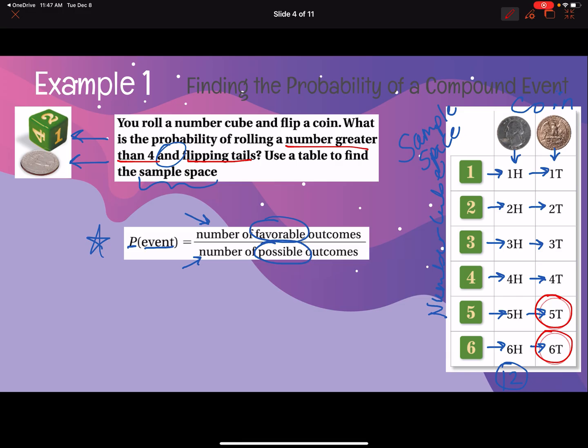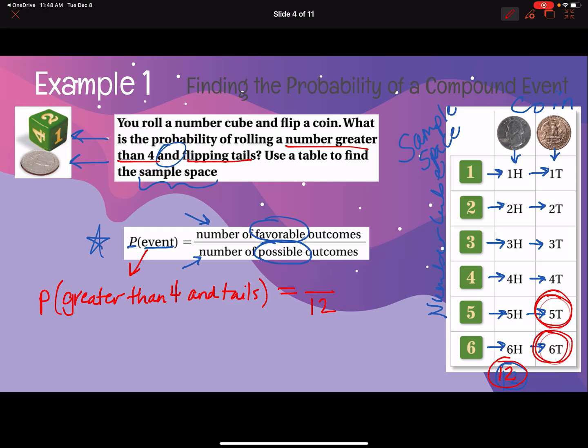So basically we could write this, with this example, we want the probability of greater than 4 and tails. So we're going to include that inside the probability. And we're going to come over here. The number of possible outcomes we talked about earlier was 12. And the number of favorable outcomes, we had a 5 on the number cube and a tail on the coin.